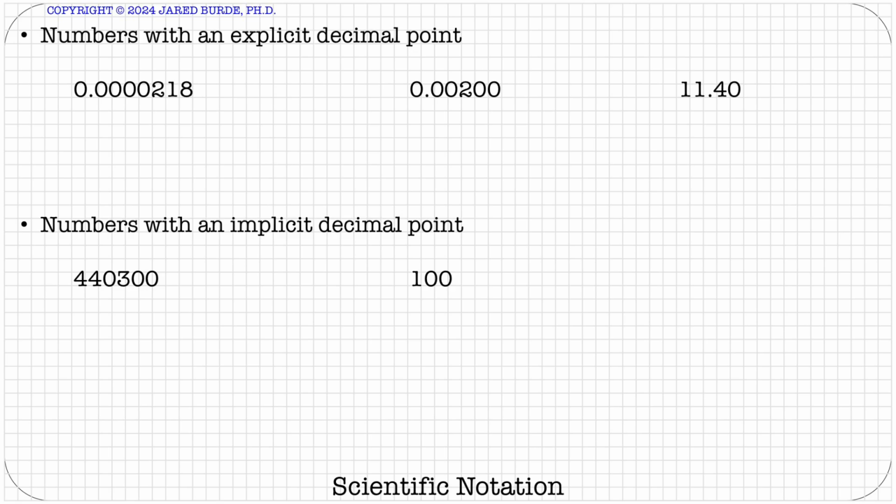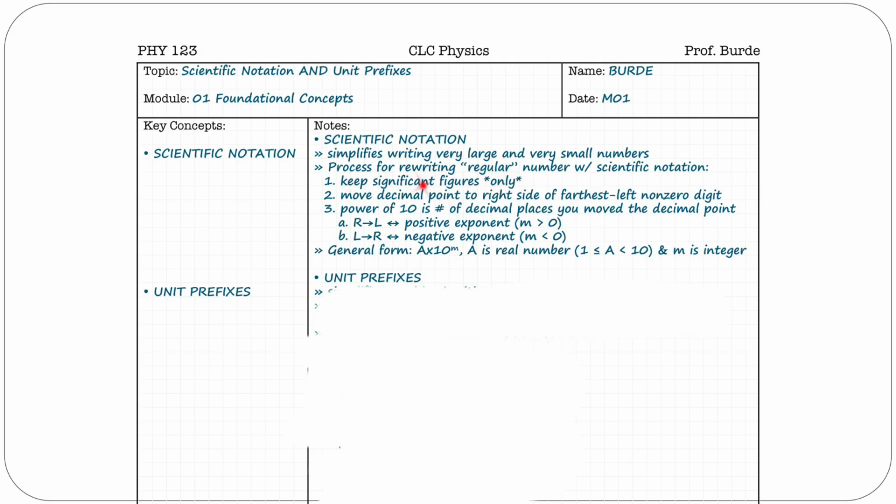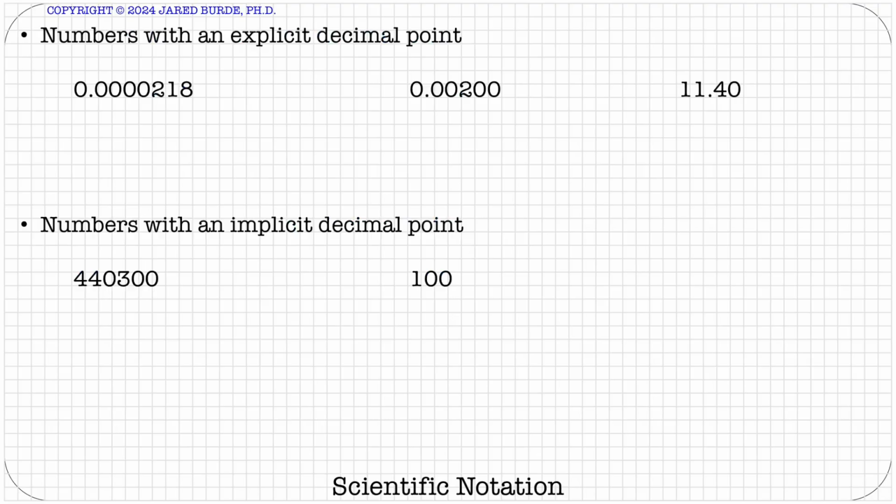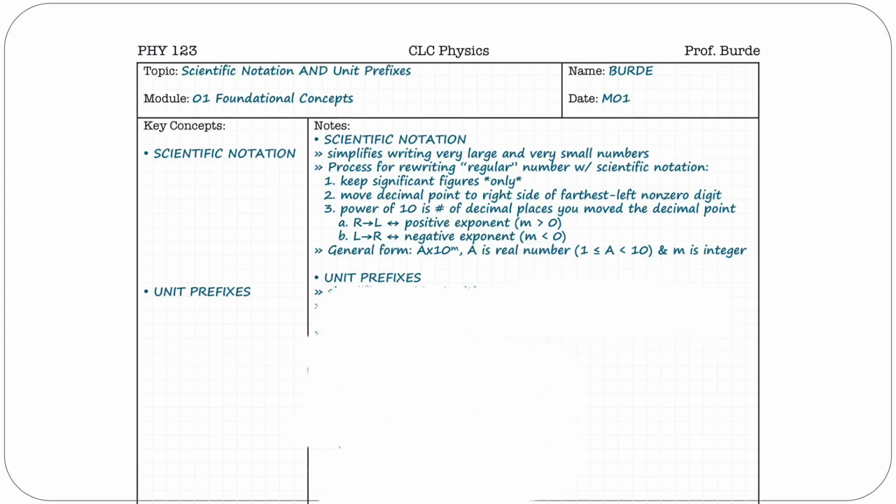Let's check that out. Here, we have an explicit decimal point. An explicit decimal point means that the decimal point is right there. We can see it. It's explicitly written. We said, number one, we want to keep the significant figures only. So I look here, and my significant figures in this case are those three significant figures.